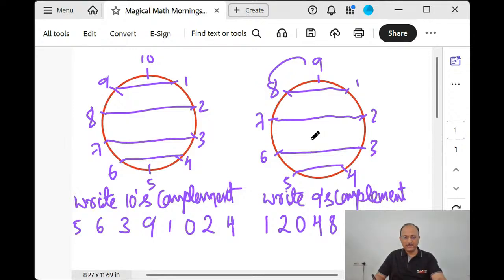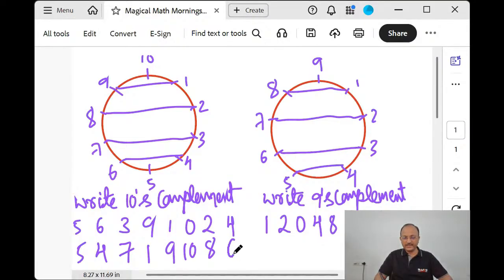Just for a quick recap, because it's a repetition of the skills, write the 10's complement of these numbers quickly. You can keep telling while I say: 10's complement of 5 is 5, 6 is 4, 3 is 7, 9 is 1, 1 is 9, 0 is 10, 2 is 8, 4 is 6.